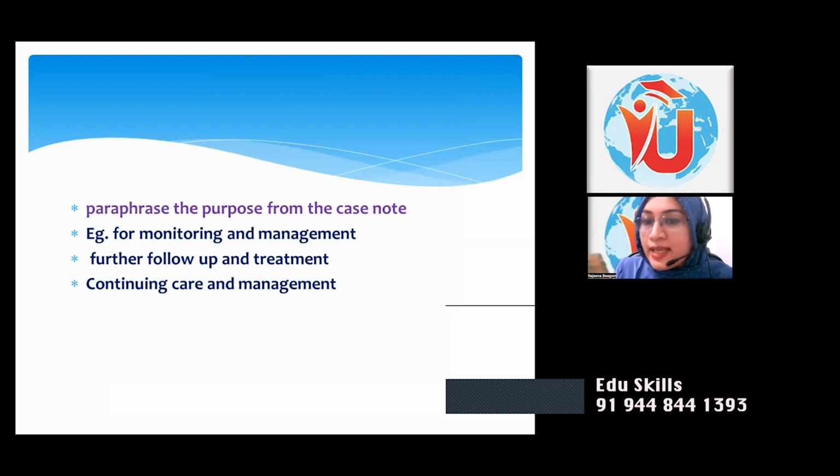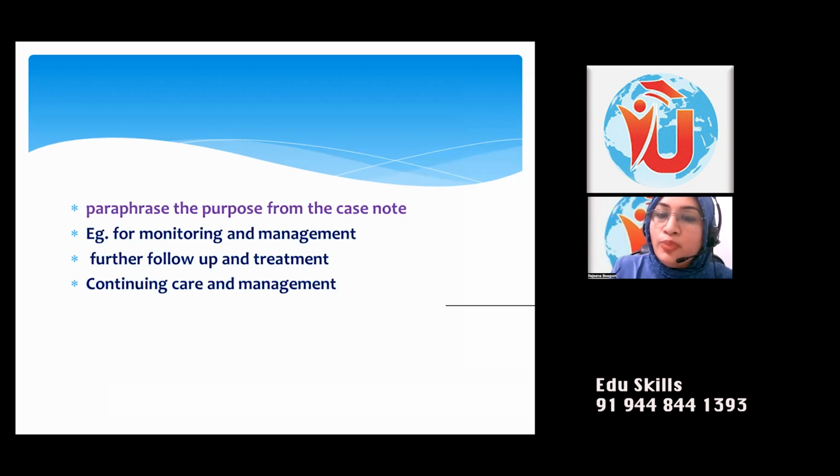You can paraphrase and write it, or if you are not able to paraphrase, you can use the same sentence as well. I have put some examples here, but don't follow the same things. You can use your own knowledge. For monitoring and management, you can write further monitoring and management, further follow-up and treatment, continuing care and management. This way it goes. Mostly the purpose will be continuing care and management, or urgent intervention. I cannot write everything here. There are a lot, so I just put some examples.